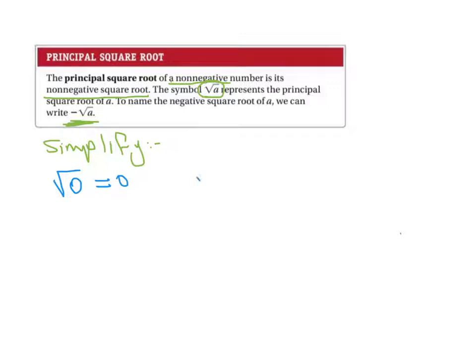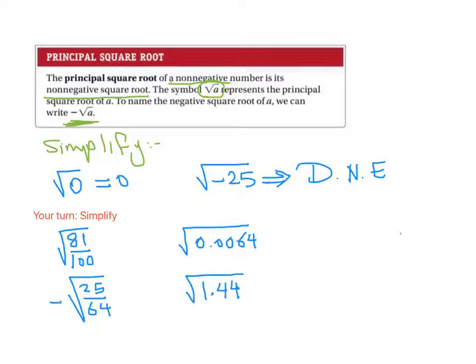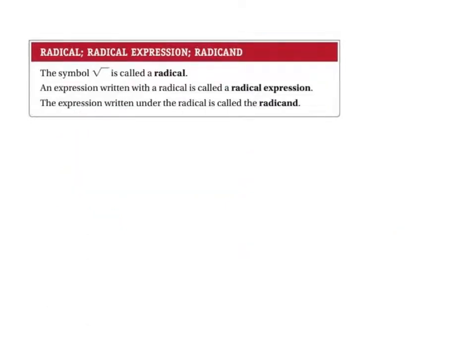Okay, what about radical negative 25? So this does not exist. Okay, your turn. Simplify radical 81 over 100, radical 0.0064, negative radical 25 over 64, radical 1.44.